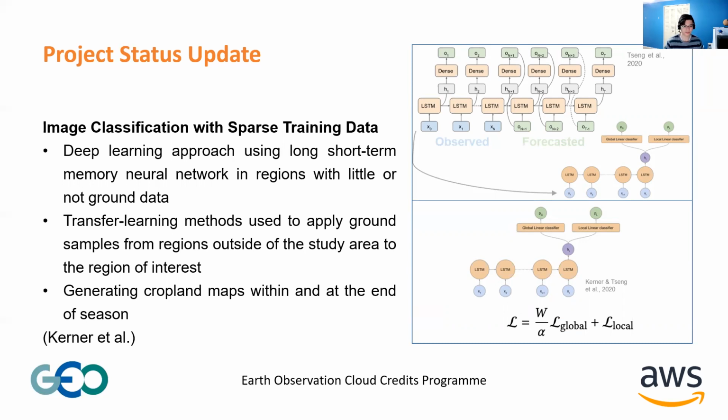Hannah Kerner, who's an expert in machine learning for agriculture, takes an approach where she's using deep learning, using long short-term memory neural networks, and being able to use transfer learning to take data from areas that are not necessarily near or adjacent to our study area and use those to improve the classifications in the study area itself. And in doing so, they're able to generate cropland maps both within and at the end of the season.